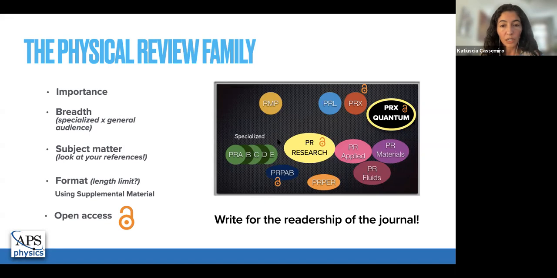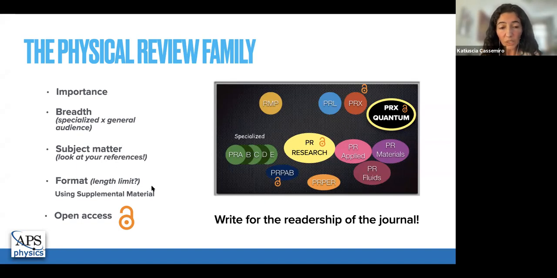Now, if you think that your readership is a little bit more specialized, there are also different options in the Physical Review. One thing that I should mention is also the format. Take a look before you start to write your paper. For example, if you decided that you would like to submit to PRL, then you have to write a letter, meaning that you have a length limit. So those are the things that you have to think about when you are writing.